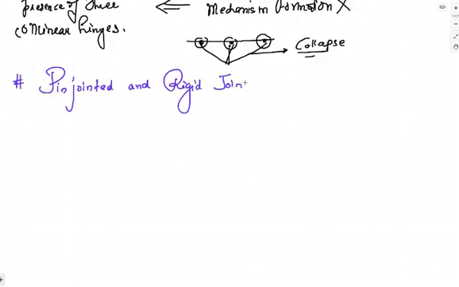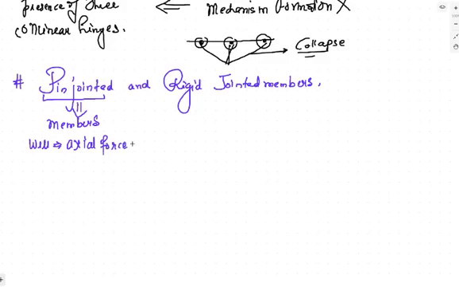Rigid jointed members, pin jointed and rigid jointed members. पिन jointed members का मतलब होता है वो जो members होंगे वो सारे members will be able to handle only one force, that is axial force. They can handle only axial force. All the members can handle only axial force in pin jointed case.